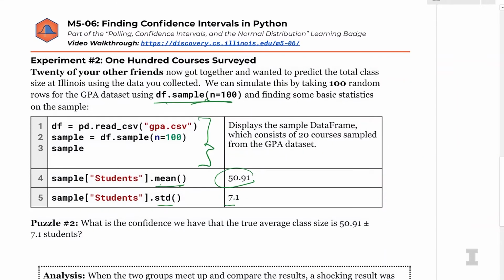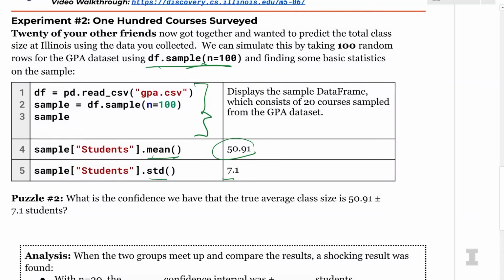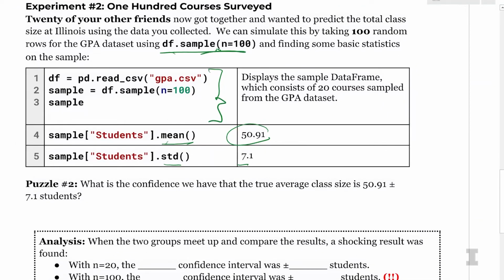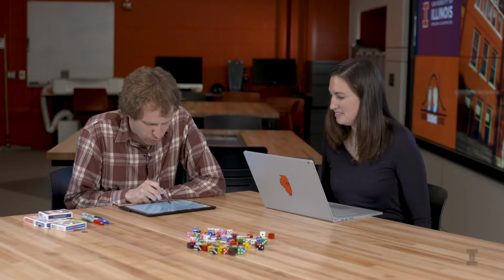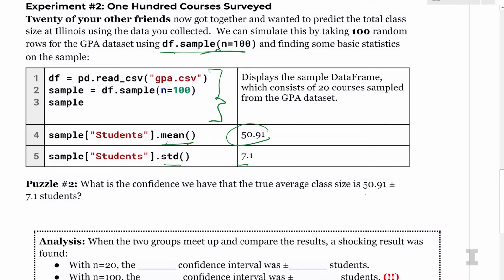So here's a question that Python's not going to help us out with, but I think, Carly, you'll be able to help me out. Yeah, for sure. What's the confidence interval we have when the true average class size is 50.91 plus or minus 7.1 students? So 50.91 was our average, our expected value, and then 7.1 was just our standard error.